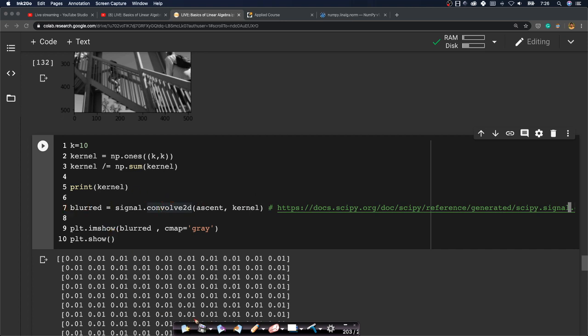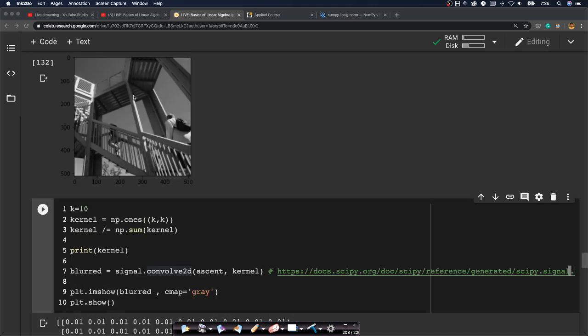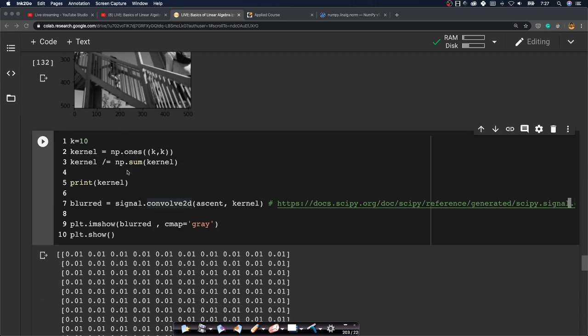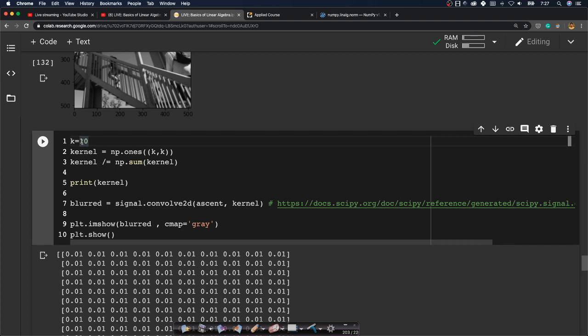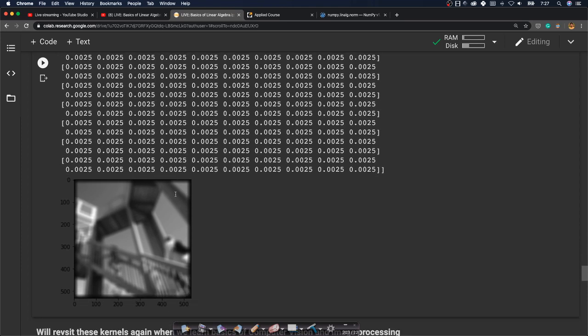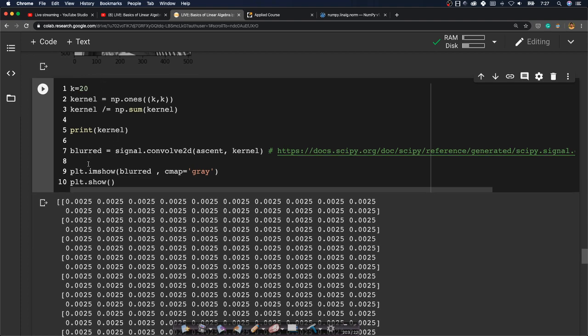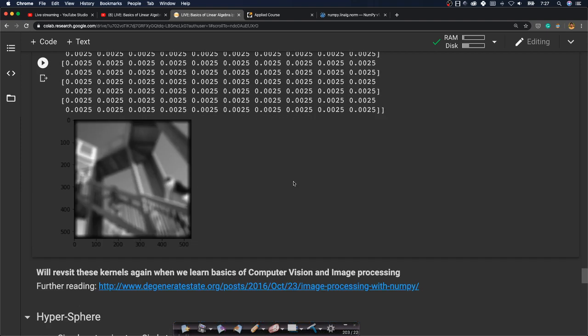Let me show you the image. What happens to this image? It looks like a blurred version of the original image, right? So the kernel that we created is called a blurring kernel. If I just increase the kernel size and re-execute it, it will take a couple of minutes. Look at this, it is more blurred now. If I increase the size of the kernel, it becomes more and more blurred.